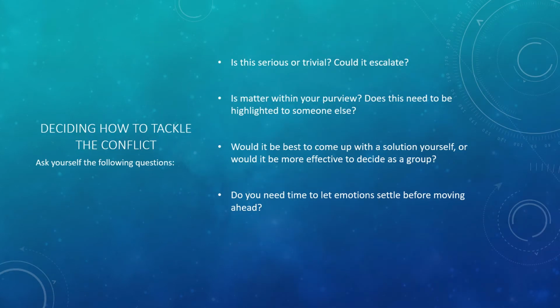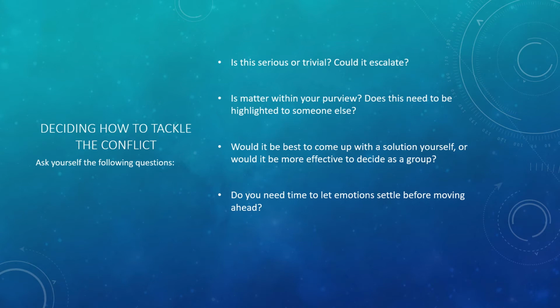So let's talk about deciding how to tackle the conflict. You need to ask yourself the following questions, and this is really critical. First, is this serious or trivial? If it's trivial, could it escalate? Sometimes if it's a trivial thing, no, it won't escalate. It will be done. They're in a bad mood, whatever. They'll be fine tomorrow or the next lesson.